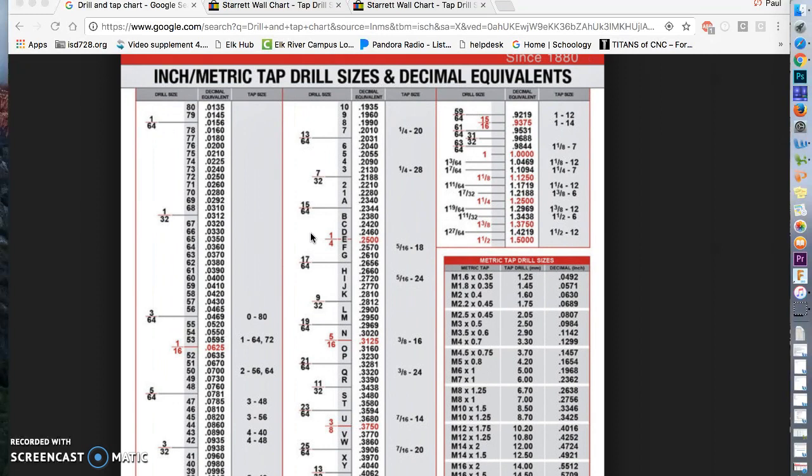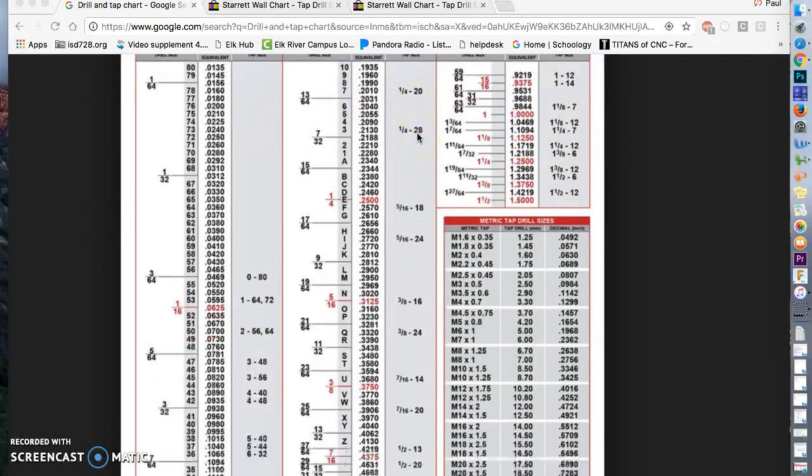Let's move to the other side of the chart, looking at tap sizes. Here's our first tap size on the chart, 1/4-20. If I follow that number across, 0.2001 is the drill bit I would use to drill a hole before using a 1/4-20 tap. That is the best size drill bit to use for this tap.